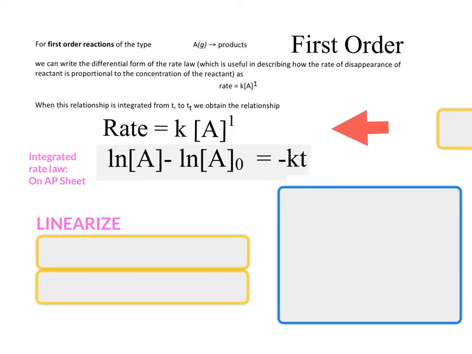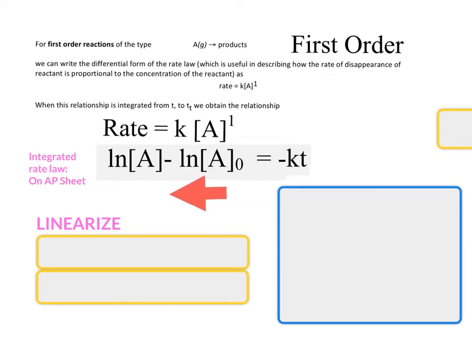That actually comes from the calculus. Good news, this is on your AP sheet. You do not need to memorize it. However, it is not labeled as a first order. It just has the equation by itself. So you're going to need to recognize that this is the natural log one is the one that you correlate with the first order. Again, like we did last time, we're going to linearize this puppy.